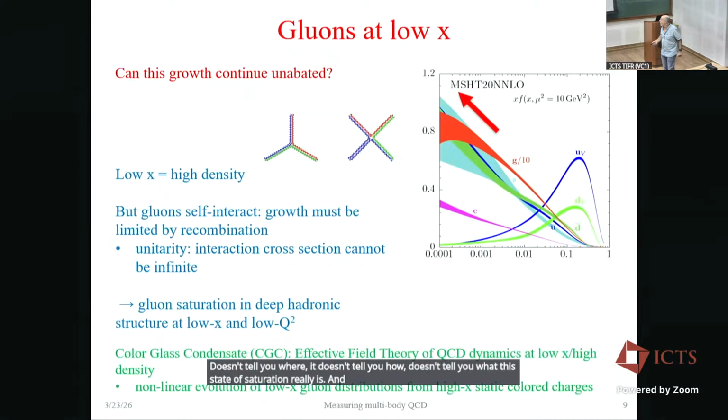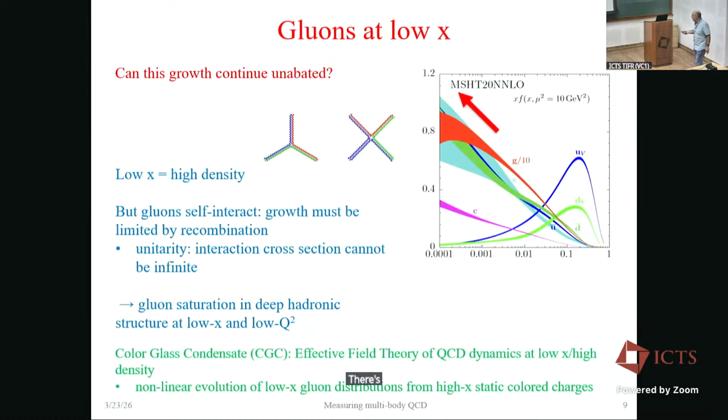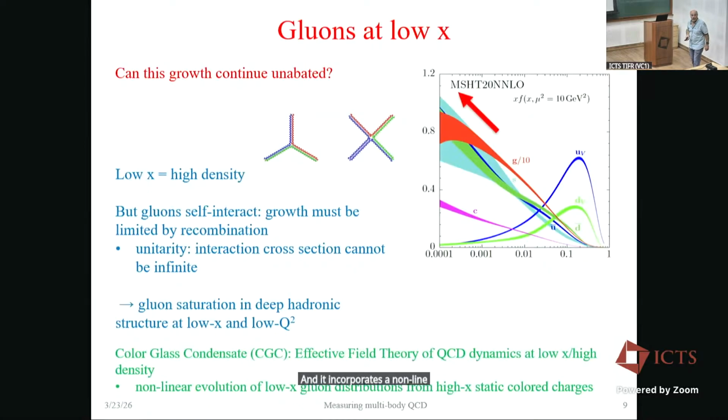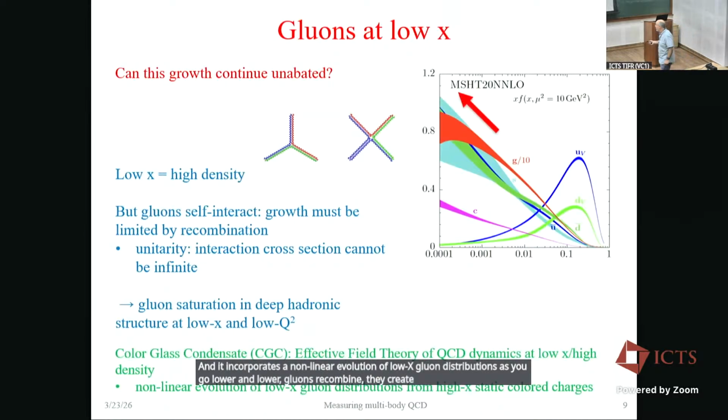And there's been a lot of work over the years. I mean, this was realized not long ago. A lot of the work over the years to really understand the nature of gluon saturation. And in particular, there's a very interesting effective field theory formulation called the color glass condensate of this low x regime. It incorporates the nonlinear evolution of low x gluon distributions. As you go lower and lower, gluons recombine, they create essentially, well, it's in the name, color glass condensate, that has very special dynamics. So that's an interesting regime of QCD, and it's been discussed for a long time.